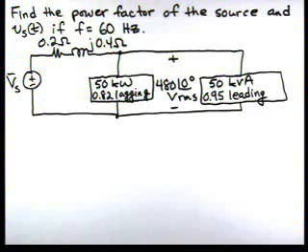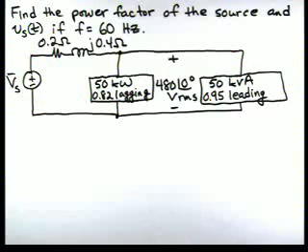Okay, in this problem, we're asked to find the power factor of the source and Vs of t if f is equal to 60 hertz. Notice that we have a line with an impedance of 0.2 plus j 0.4 ohms. We have two loads. The voltage across those two loads is 480 at an angle of 0 volts RMS.